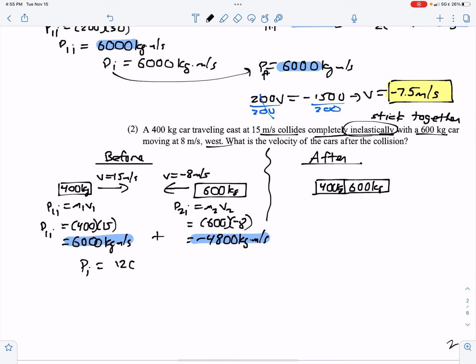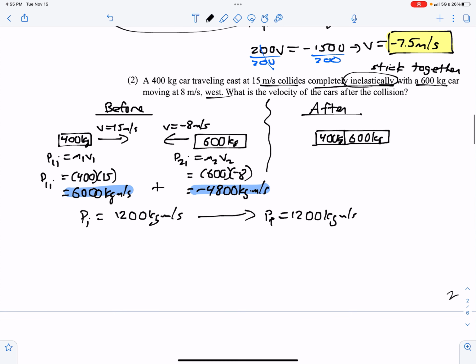If we subtract, we get an initial momentum of 1,200 kilograms meters per second. Well, guess what? If momentum is supposed to be conserved, and it is, that means total momentum before equals total momentum after, and that's also got to be 1,200 kilograms meters per second. Okay, but here's what we know. We know that the mass is now combined. So we can take that information, P final equals, I'm going to call it big M because it's now a combined mass, times velocity. And we're solving for the velocity.